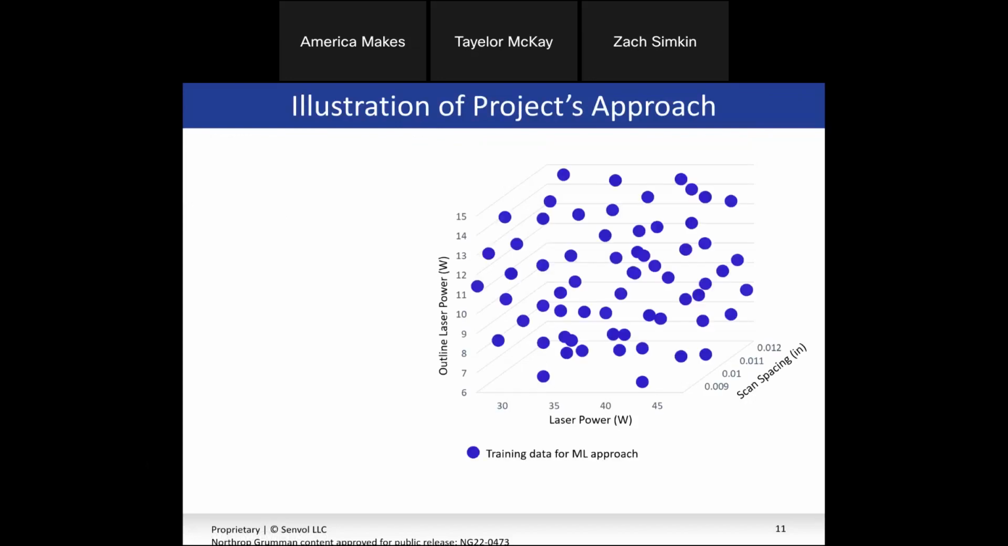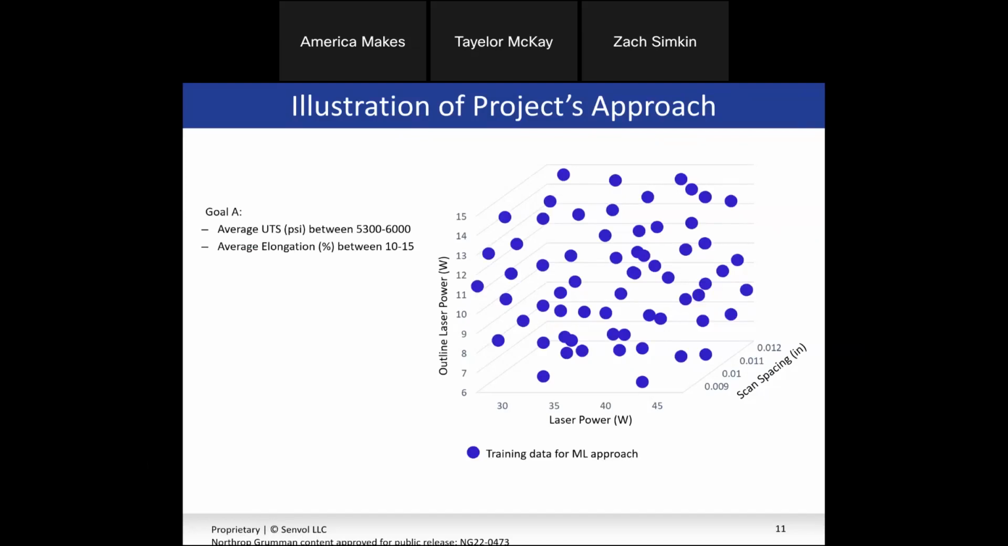From there, we generated a whole bunch of training data for the machine learning approach. So each blue dot you see here is representative of a different coupon that was built using a different parameter set. So we had 300 coupons total, all of which were built with different parameter sets, and that was the machine learning training data.